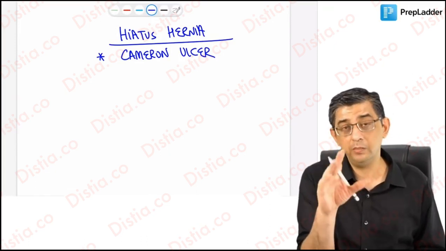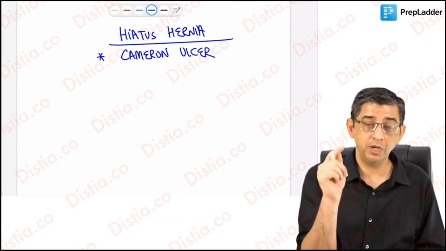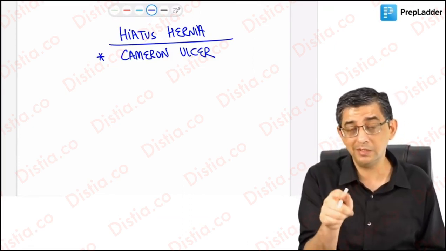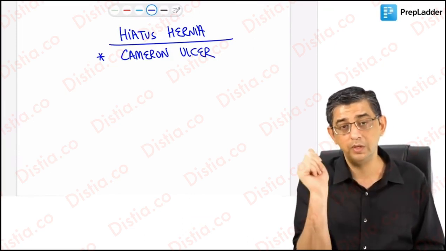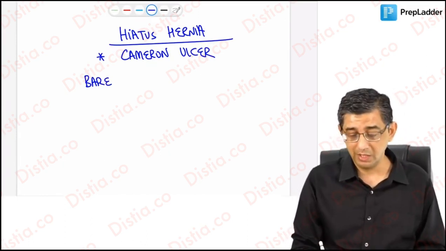Curling ulcer is seen with burns in the duodenum, but Cushing ulcer is found in the stomach. I repeat the statement again. I'm not writing it because you are aware of it, but you tend to neglect it. Cushing ulcer of raised ICP is more common in the stomach, and the curling ulcer of burns is more common in the duodenum.